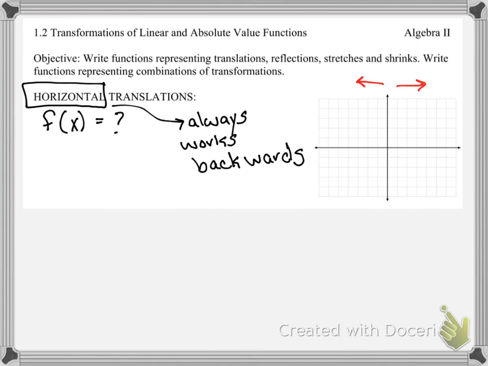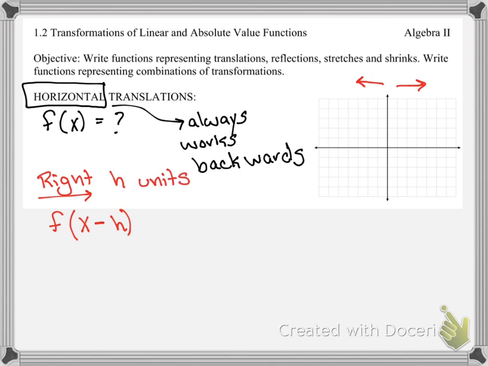It moves it backwards. So if I want to move it to the right, I would need to take this function, and inside the function, if I'm moving right, it's going to go backwards. I need to subtract a certain value h. So here, this is moving it right h units.